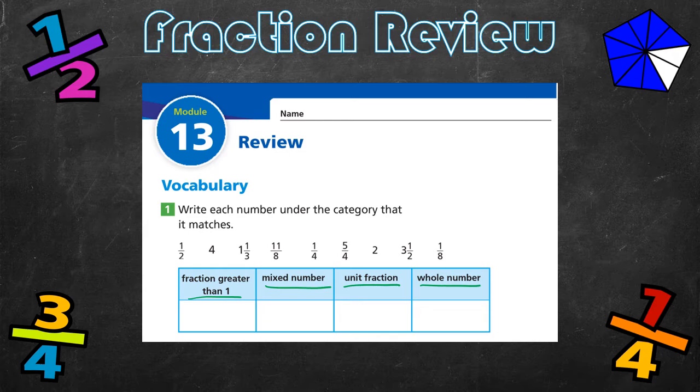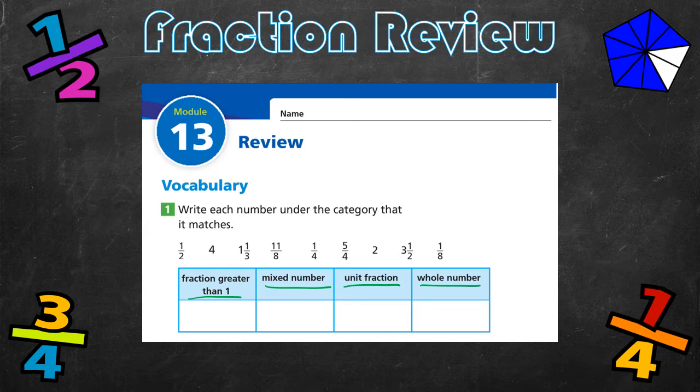To review the concepts, we know that a fraction greater than 1 is a fraction whose numerator is greater than its denominator. When the numerator is greater than its denominator, it means that you have more parts than you need to make one whole. A mixed number is a number composed of a whole number and a fraction. When you read it, you read the whole number, the word "and," and then the fraction. A unit fraction is 1 part out of the whole, so it's a fraction that has a 1 in the numerator. For example, 1/10. And a whole number is a number that doesn't have any additional parts.